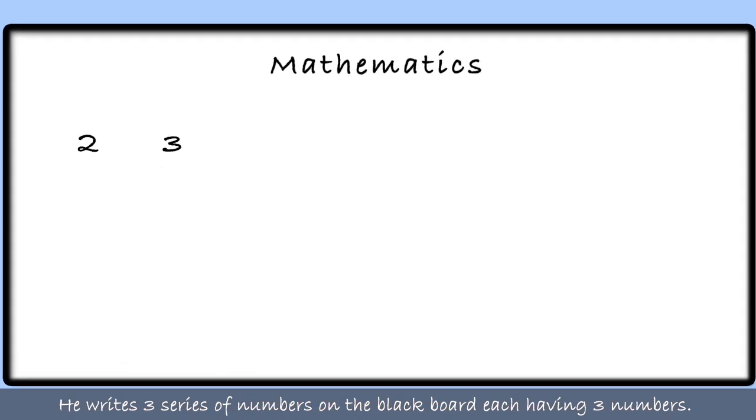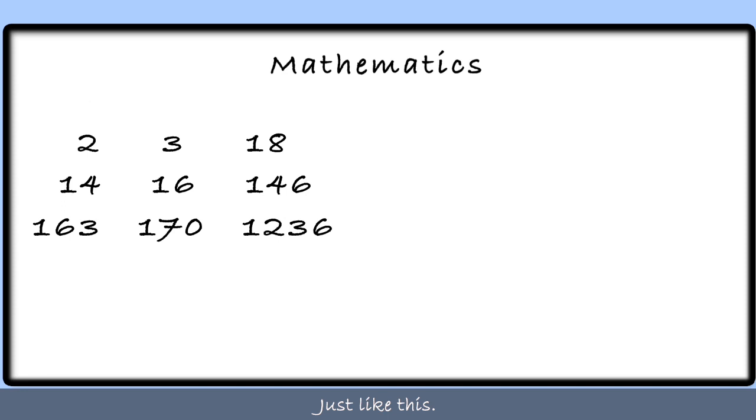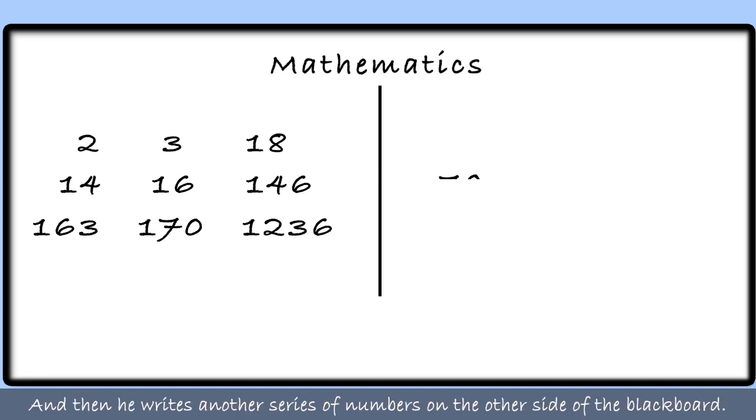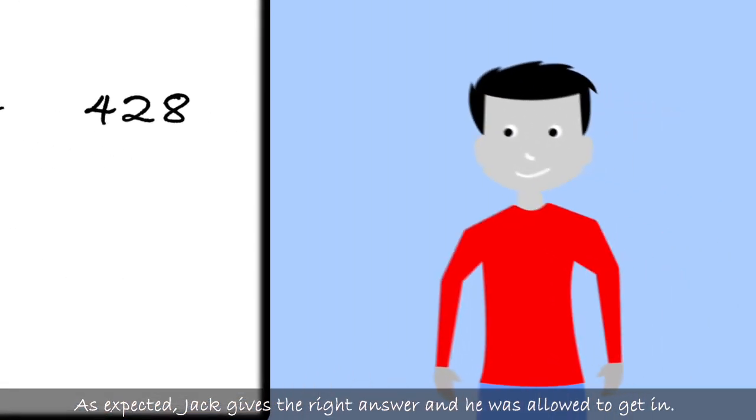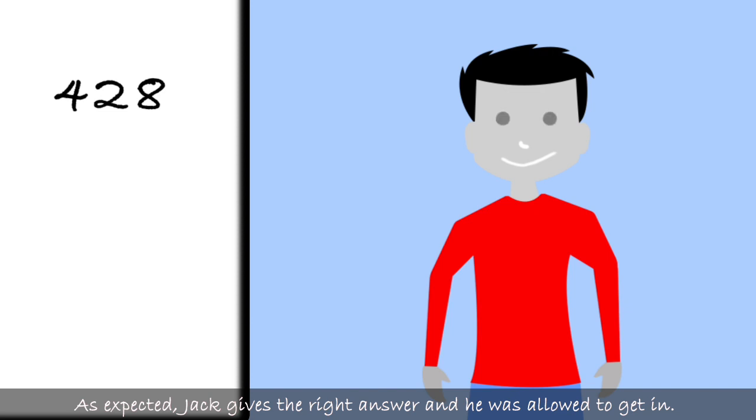He writes three series of numbers on the blackboard, each having three numbers, just like this. And then he writes another series of numbers on the other side of the blackboard, like this. Then he asks his question. The three series of numbers written on the left follow a pattern, which the fourth series written on the right does not. As expected, Jack gives the right answer, and he was allowed to get in.